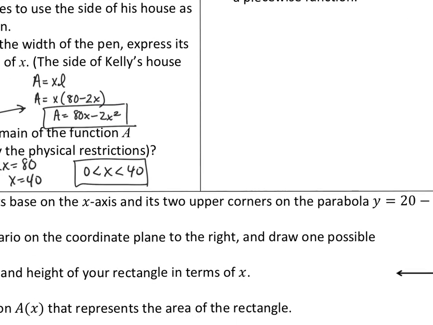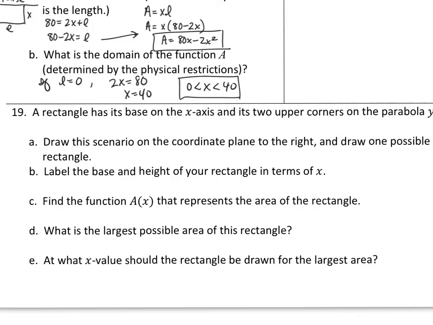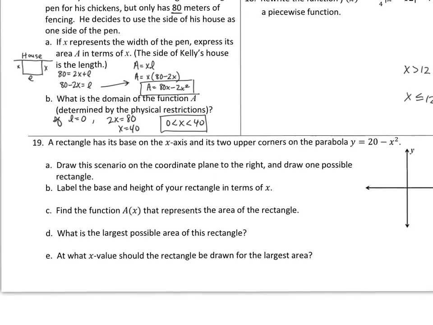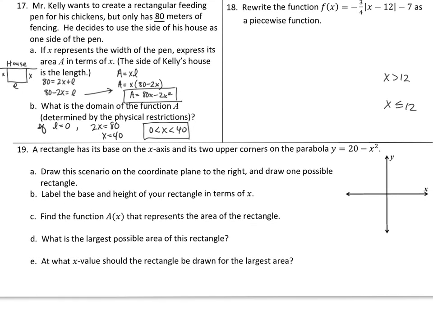And then number 19 you asked about. A rectangle has a base on the x-axis and two upper corners on the parabola. Draw this scenario. Okay, so here we are. A parabola, negative x squared plus 20, so it's going to open down like that. This is going to be 20. And then we're going to have a rectangle, base x, two upper corners on the parabola.